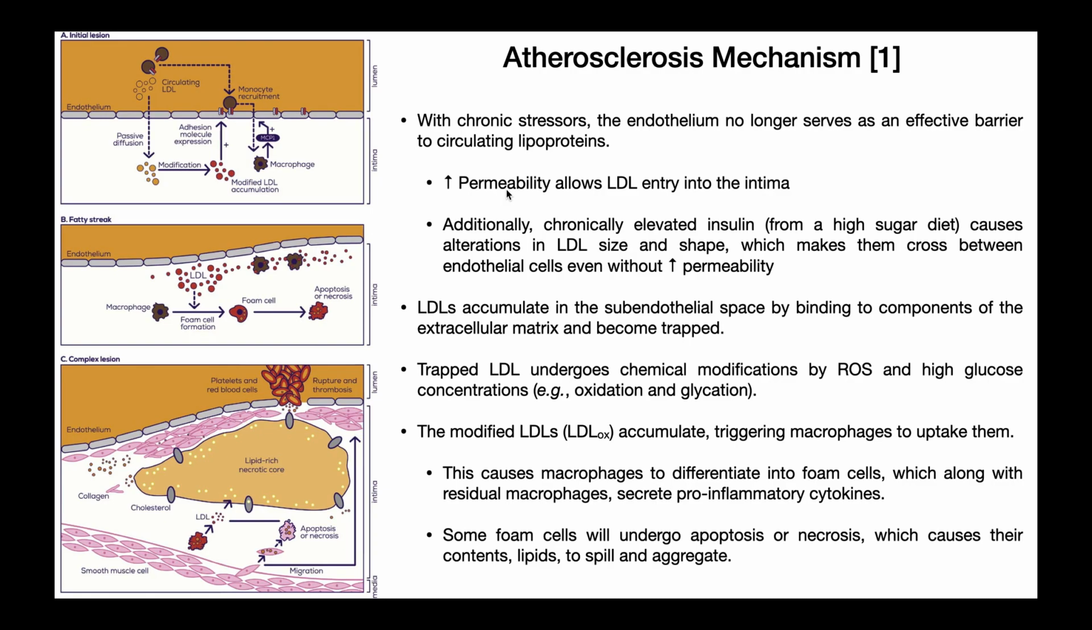But again, that increase in permeability allows LDL to go from the vessel lumen, so in the blood, into the intima. And you can actually see some of those LDLs coming in right here. Now, those LDLs that you can see coming in here into the intima, they just go by passive diffusion because they're moving between the spaces between the endothelial cells. They accumulate in that subendothelial space by binding to components of the extracellular matrix, and they basically become trapped.